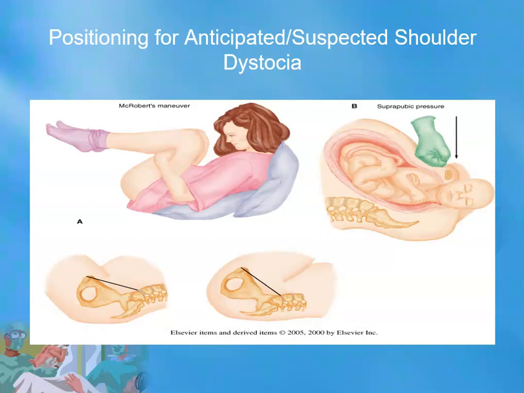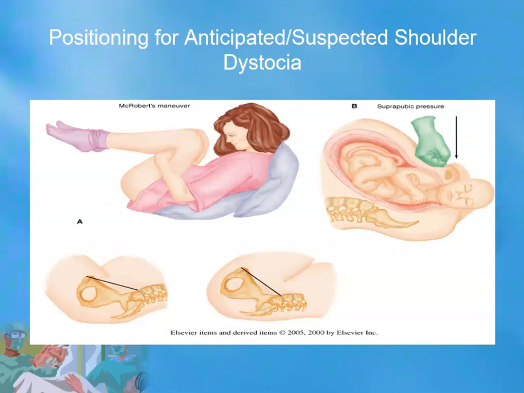We can also do suprapubic pressure, where the practitioner will take their fist and, right over that pubic bone, kind of push down. Again, you don't want to break anybody's shoulders, or their clavicles actually is what's going to break if you do that. So we find that doing suprapubic pressure is the best intervention if you're going to try and help that baby come down.